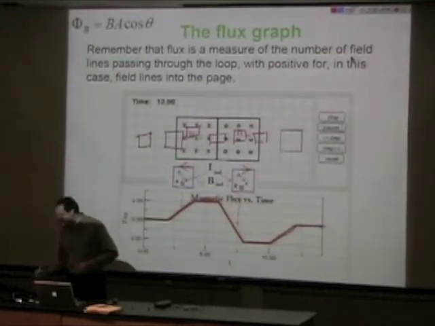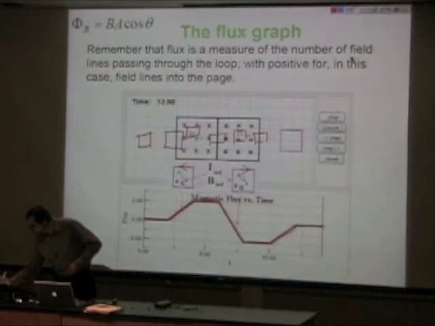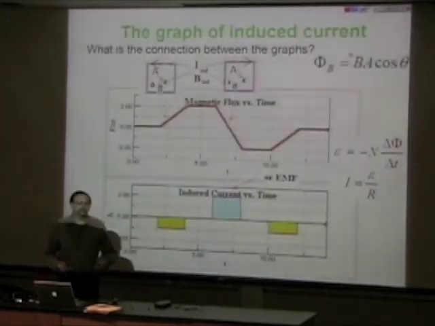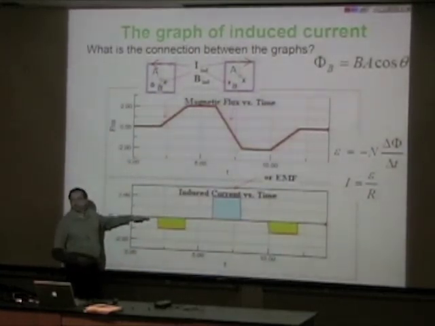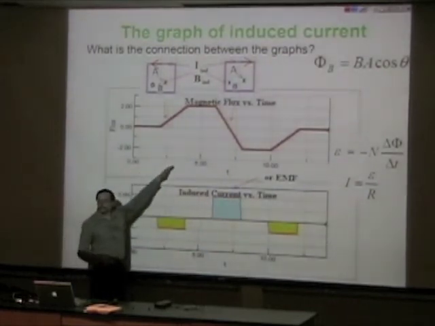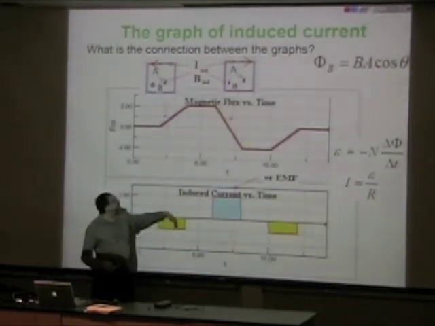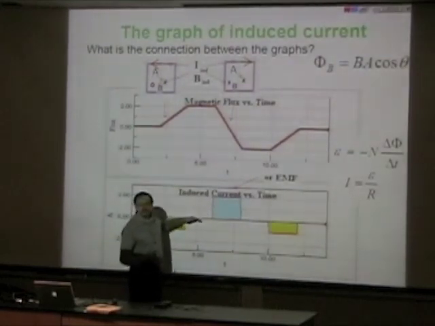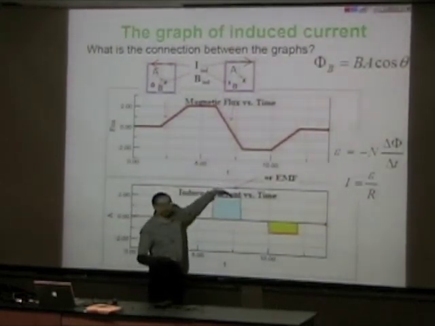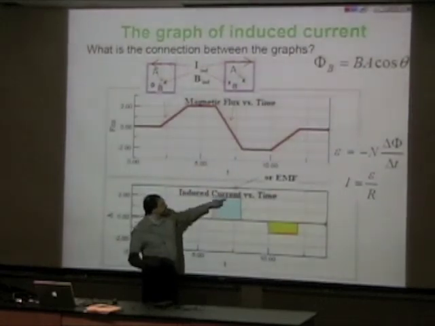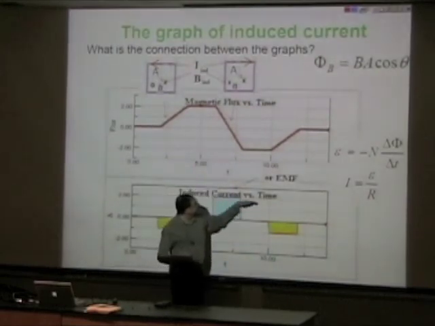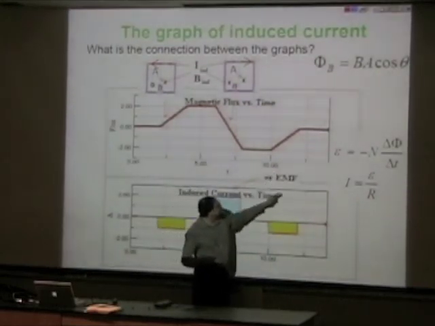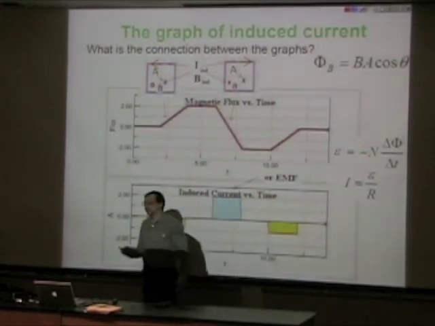And now, as long as we know what is happening to the flux, we can immediately figure out what is happening to the induced EMF and induced current. Zero slope, no EMF. Positive slope, negative EMF. Zero slope, no EMF. Negative slope, positive EMF. And you see, it's twice larger in magnitude. And again, zero slope, no EMF. Positive slope, negative EMF. That's it.